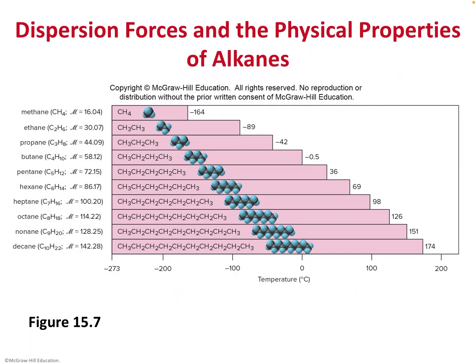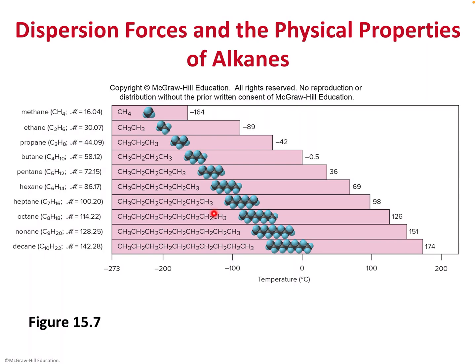Dispersion forces and the physical properties of alkanes. The physical properties of alkanes depend on their dispersion forces. These hydrocarbons have only carbon and hydrogen. They are non-polar. The carbon-hydrogen bond electronegativity difference is 0.4. In order for a bond to be polar, it needs to be greater than 0.4. So all of these are non-polar compounds.